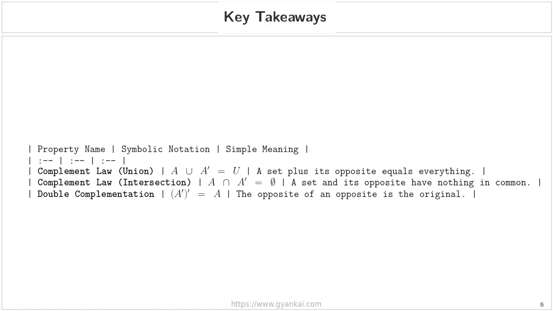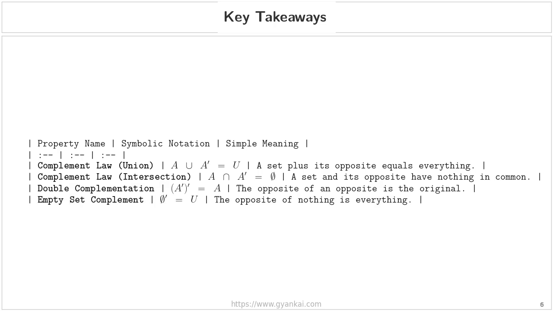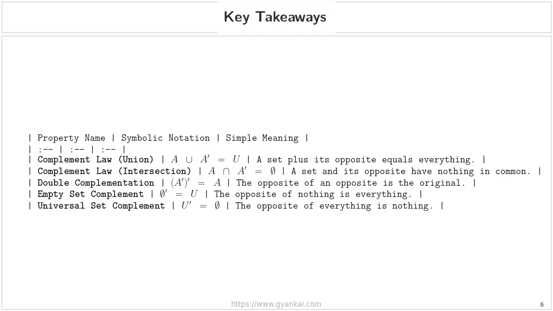Third, we have the law of double complementation. Symbolically, this is A prime, prime equals A, just like the light switch example we discussed. The opposite of an opposite brings you right back to the original set. Moving on to the extreme cases, let's look at the complement of the empty set. We know that empty set prime equals the universal set. Essentially, the opposite of nothing is everything. Finally, we have the complement of the universal set. This is U prime equals the empty set. This simply means the opposite of everything is nothing.